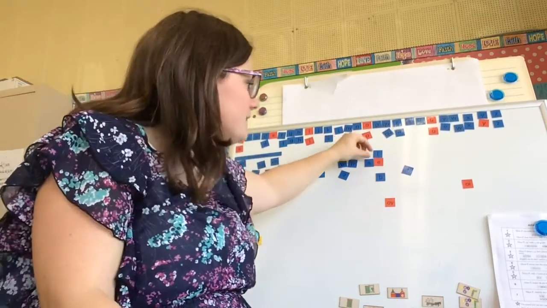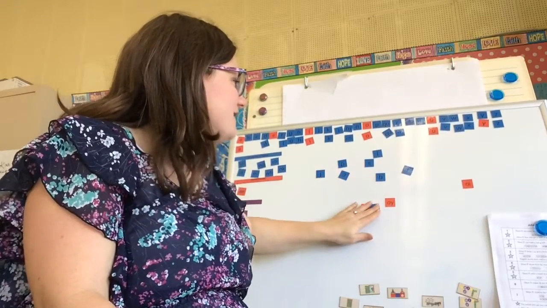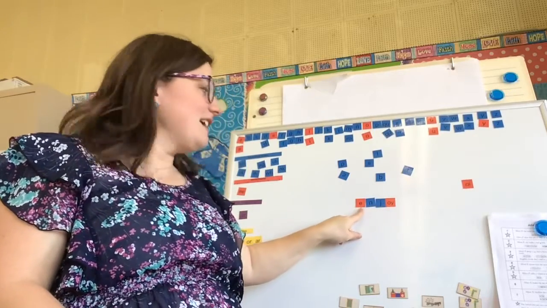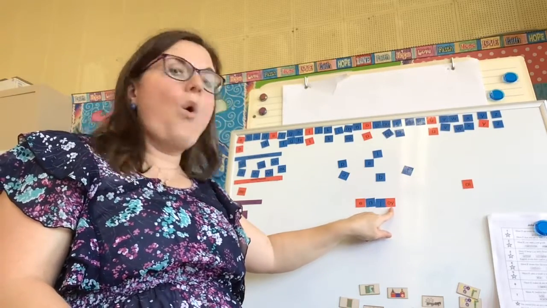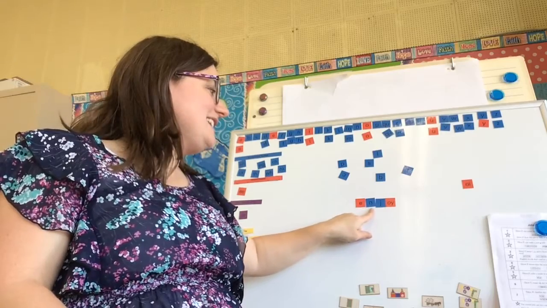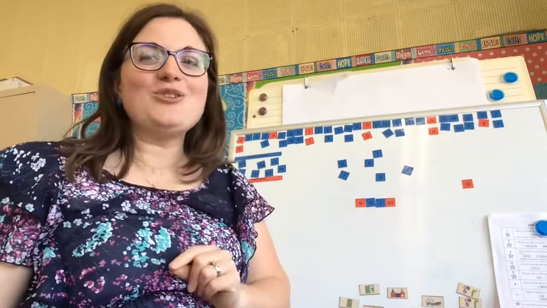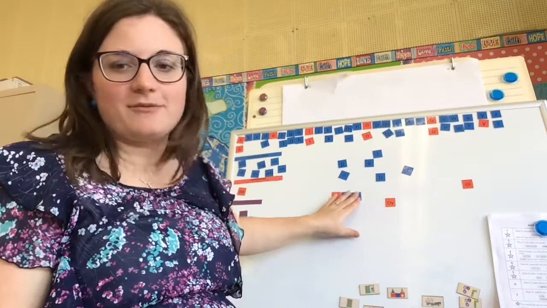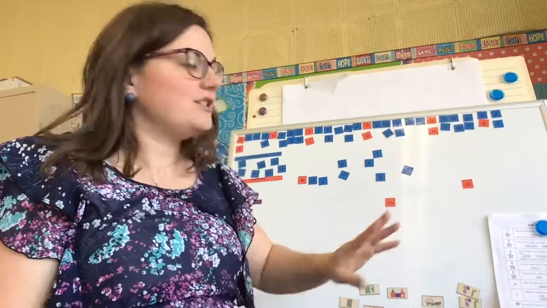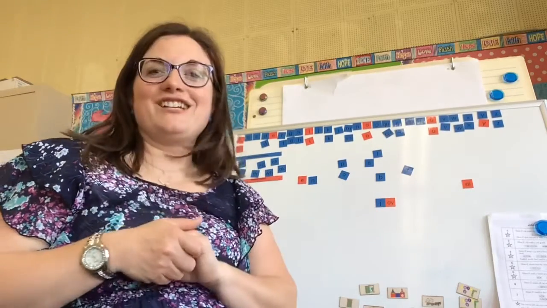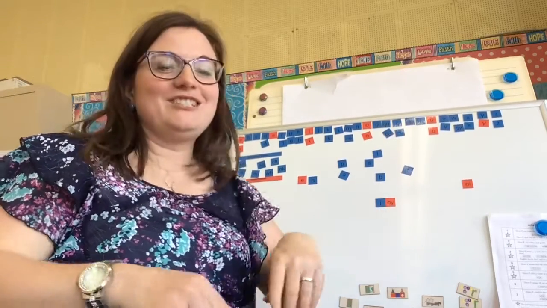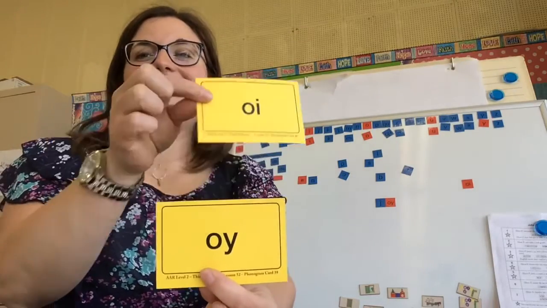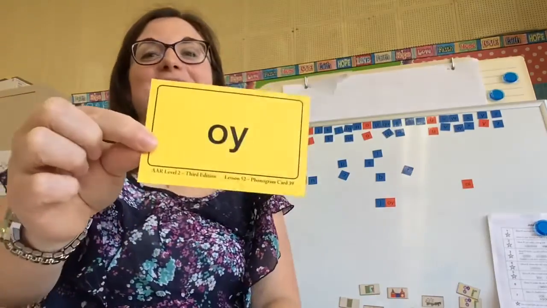Let's build. N, j, oi. Enjoy. Enjoy. You got it. Okay. What was another one that I was going to do? I was going to do just a J in front of there. J, oi. Joy. So both of these are going to say oi. This can't be at the end, and this can be at the end of an English word.